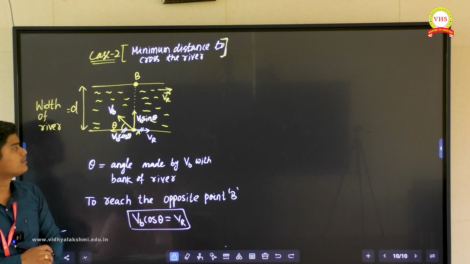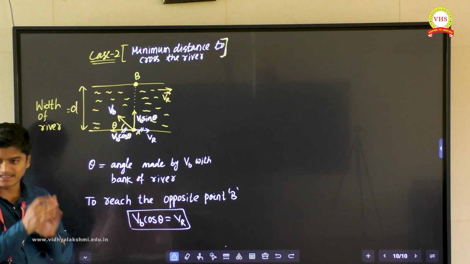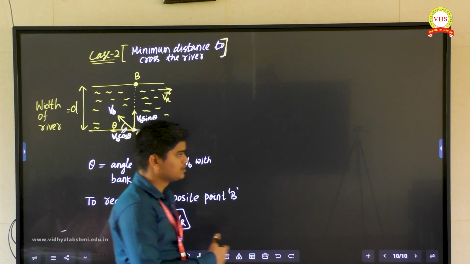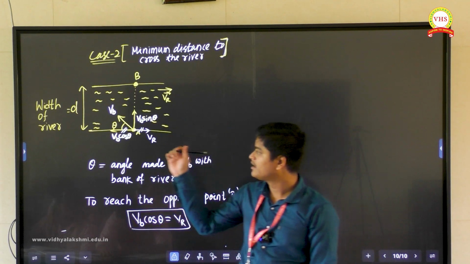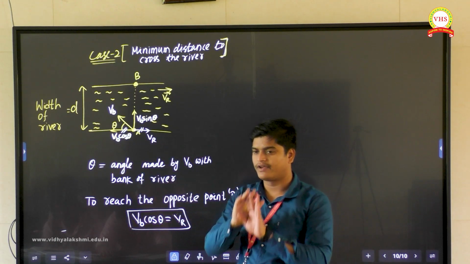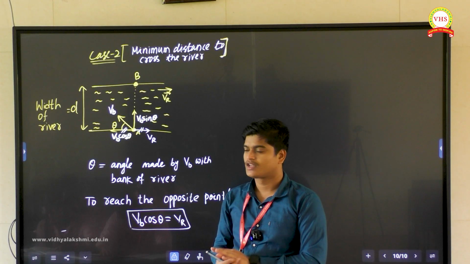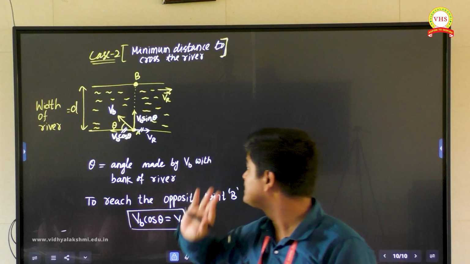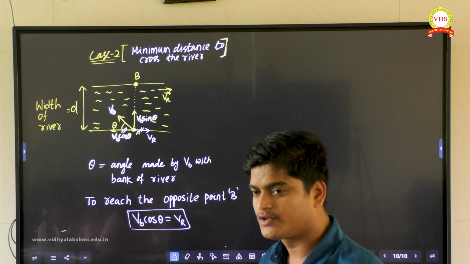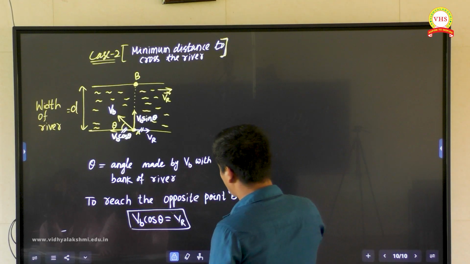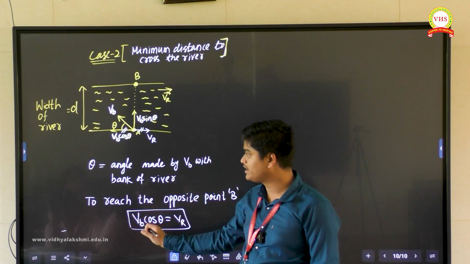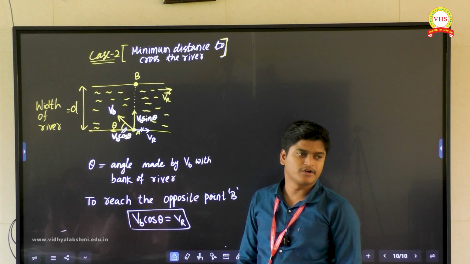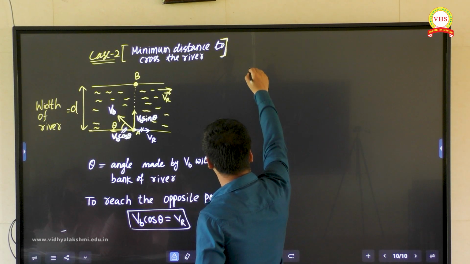Try to understand, everyone. If VR and VB cos theta are cancelling each other, I will not have any component in the resultant in the horizontal direction, left side or right side. I will not have any velocity. Then I can reach point B with VB sin theta. Yes or no? So to reach the exactly opposite point B, what is the condition? VB cos theta should be equal to VR. So remember that one.